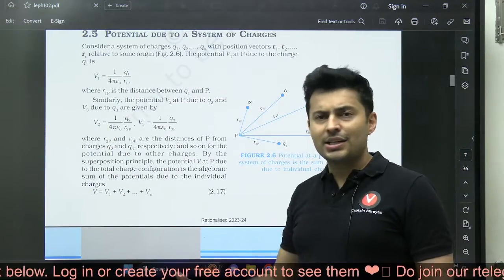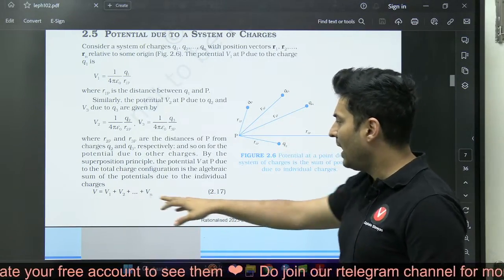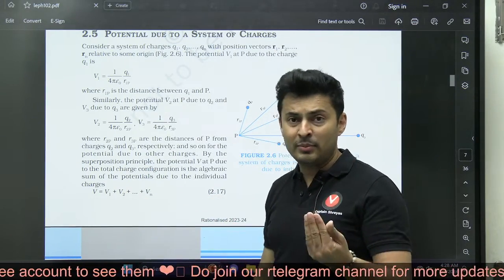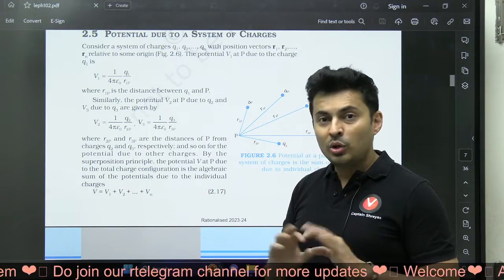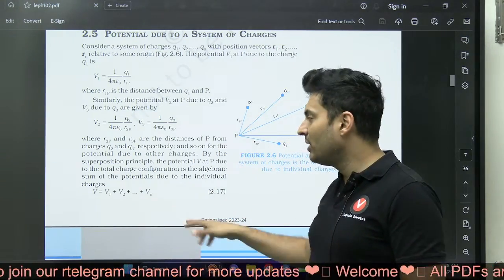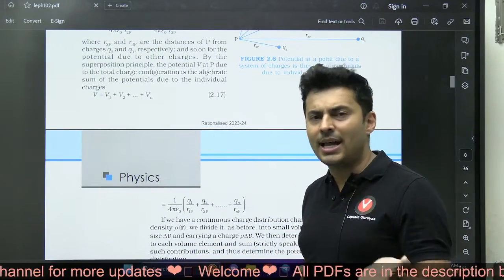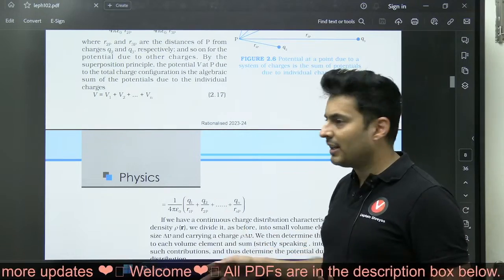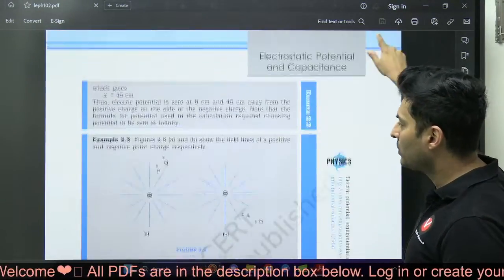Whenever you have multiple charges, to find the potential, you find the potential due to each one of them and you just add them. Some might be positive, some might be negative. Just keep into account the sign also. Don't take the modulus, keep the sign intact. And because it is scalar, you don't have to worry about the direction. So you don't have to do vector addition. Simple scalar addition is enough. Those kind of questions.